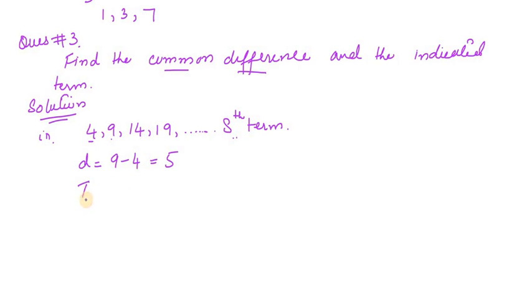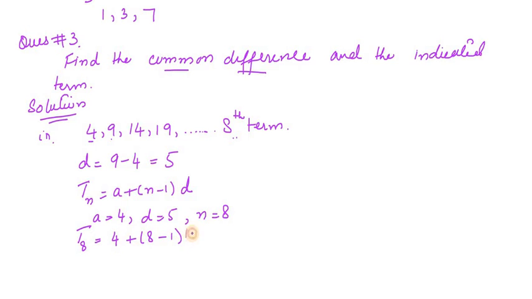So the common difference is 5. And the general term formula is Tn equals a plus n minus 1 of d. If the differences of all consecutive terms are the same, then we use this general term formula of arithmetic progression. So here a is 4, the difference d is equal to 5, and the indicated term n is equal to 8. We put these values in place: n is 8, a is 4, plus n minus 1 is 8 minus 1, and d is 5.